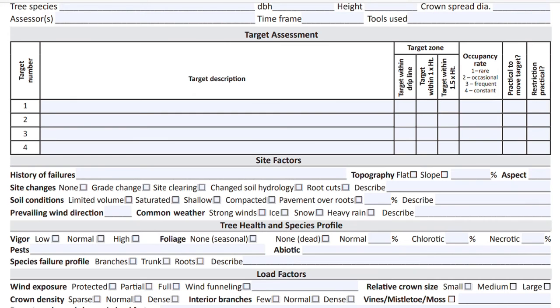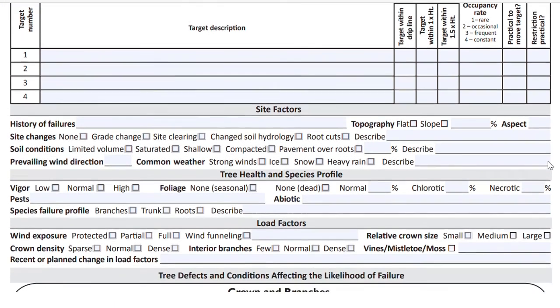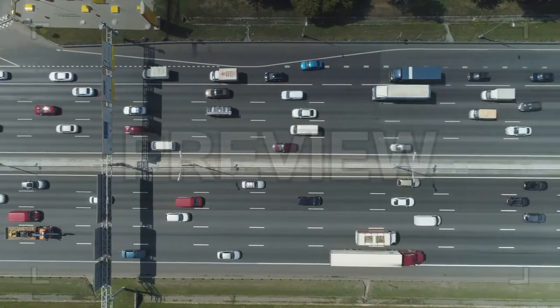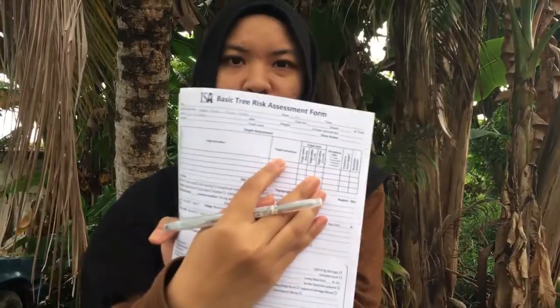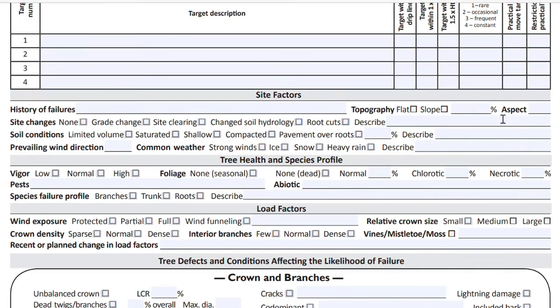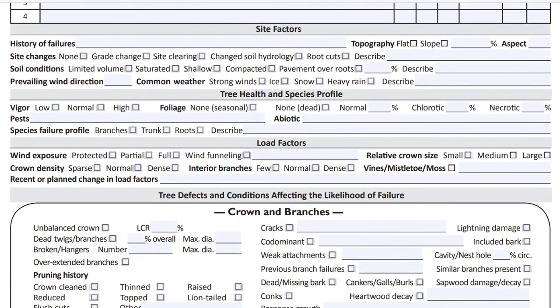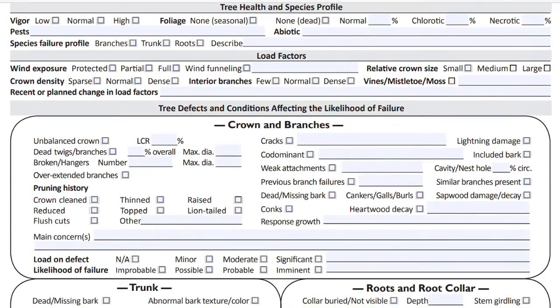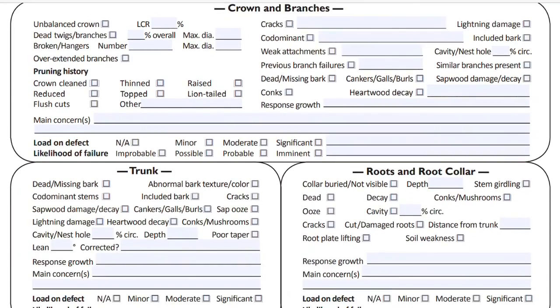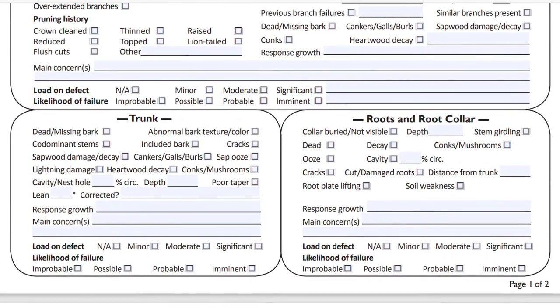Next we look at the target assessment, where the target is what surrounds the tree, like vehicles, pavement or something else. Here we can look at the target protection, what we do. Next we look at the site factors, where we look for changes in soil conditions. This guides us on what to look for.